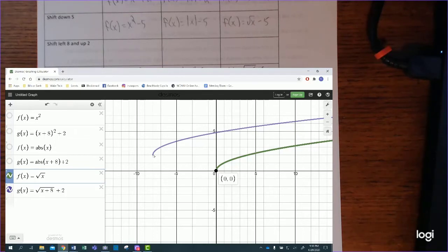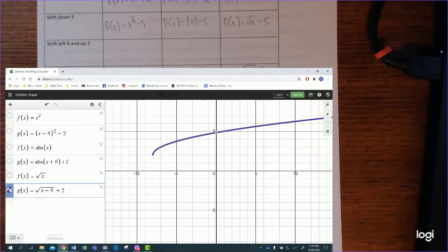This square root function got shifted left 8 and up 2, so it's got a domain of bracket negative 8 to infinity, and a range of bracket 2 to infinity. So you can kind of see what the domain and range is just like looking at the function.